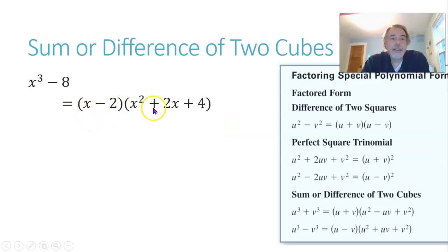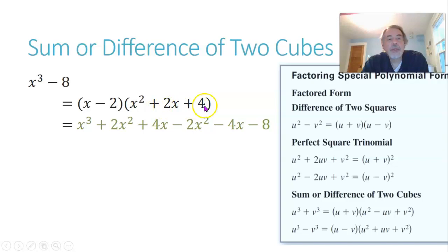Now, if you want to see that this really works, check this by multiplying it back out. When you multiply two polynomials together, the x here gets multiplied by each of these three terms. So we get x cubed plus 2x squared plus 4x. And the minus 2 gets multiplied by each of these three terms. So you get minus 2x squared, minus 4x, minus 8.